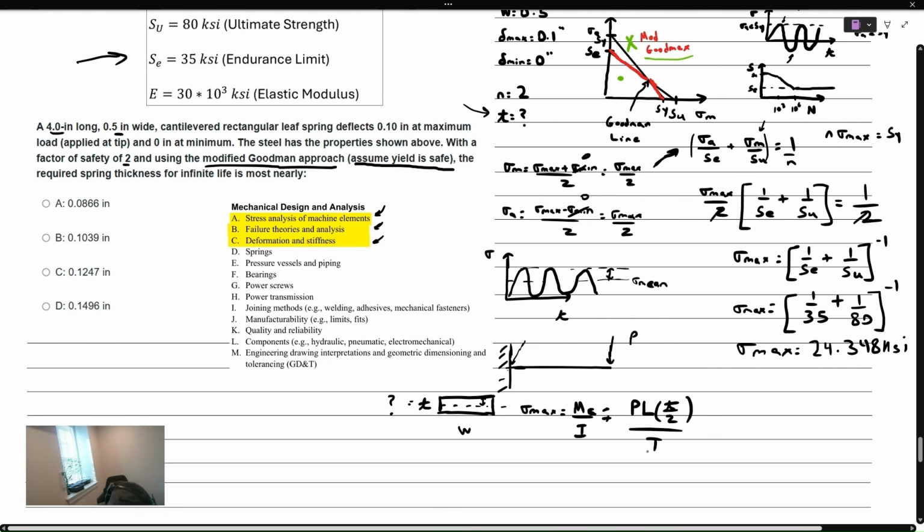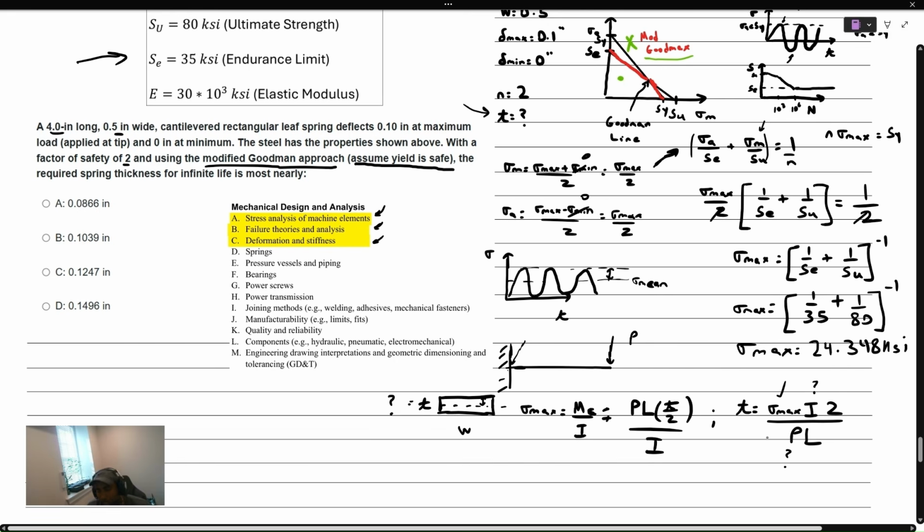And then there's an inertia term in the bottom. If we go ahead and solve this for the thickness, what we get is this is just the maximum stress multiplied by the moment of inertia multiplied by 2 divided by P times L. So this is our thickness that we're looking for, and we know what the maximum stress is according to the Goodman criteria. We don't know what the inertia is, and we don't know what the load is either, but we do understand what the deflection is, right? The deflection is just equal to 0.1 of an inch. So we know that there is a relationship between deflection and load that we can incorporate into this equation.